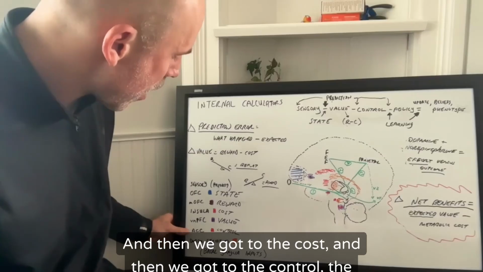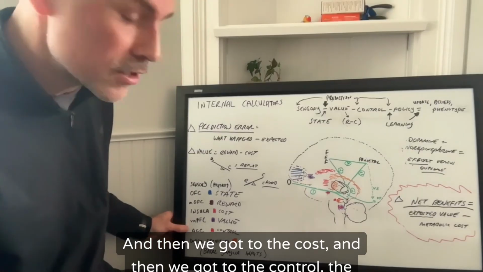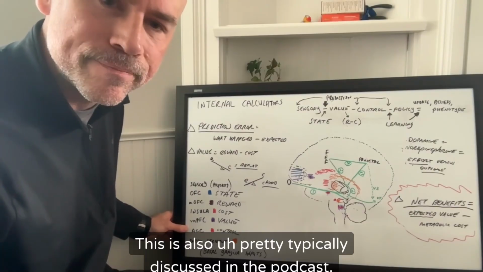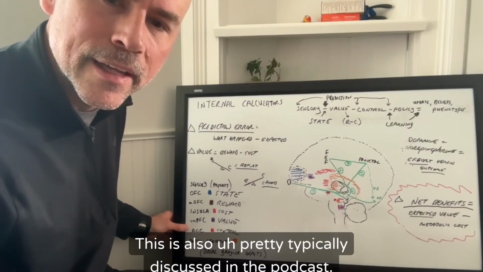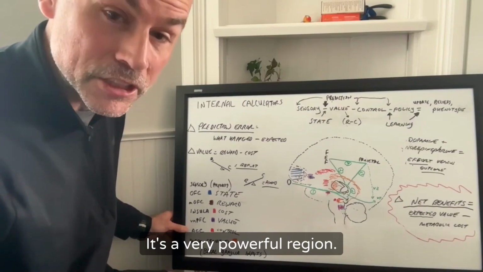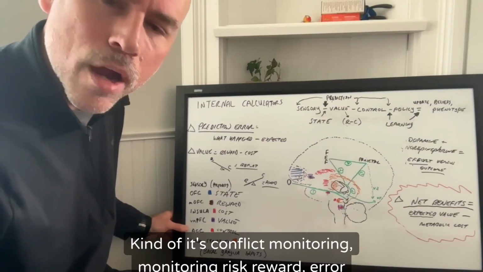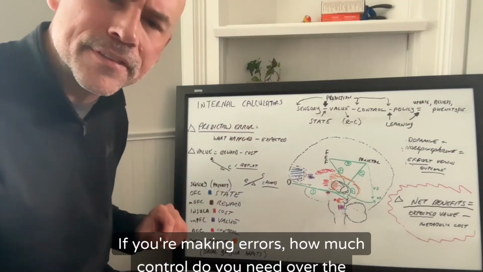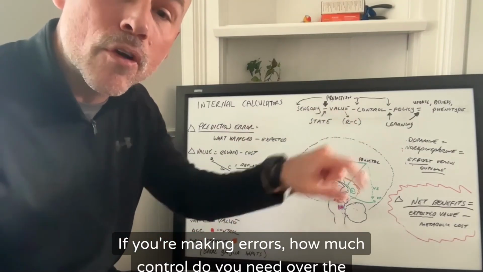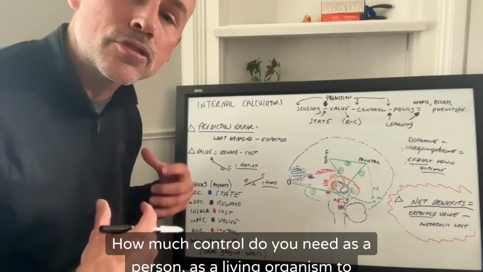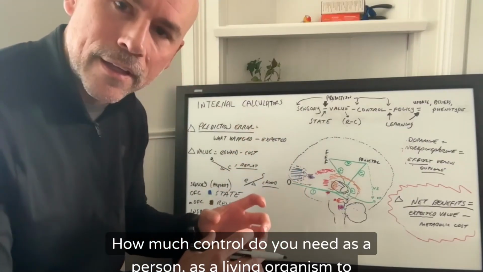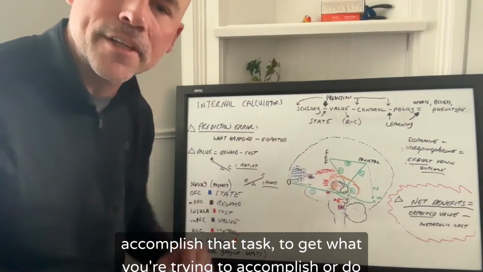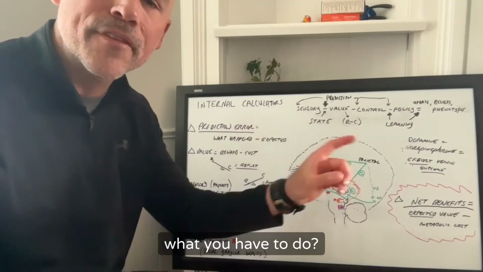And then we got to the control, the anterior cingulate cortex. This is also pretty typically discussed in the podcast. It's a very powerful region. It does conflict monitoring, monitoring risk and reward, and error detection. If you're making errors, how much control do you need over the environment? How much control do you need as a person, as a living organism, to accomplish that task, to get what you're trying to accomplish, or do what you have to do?